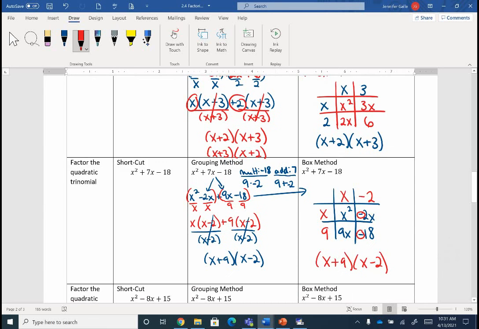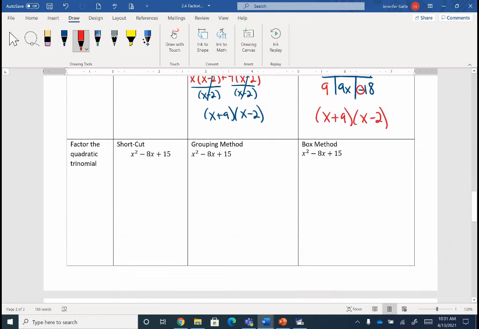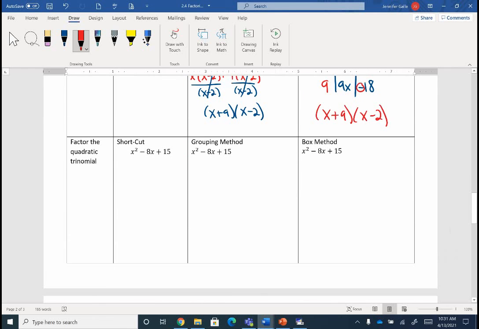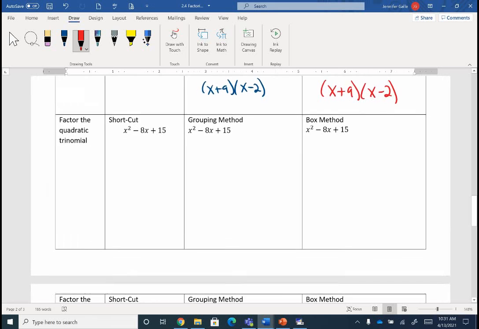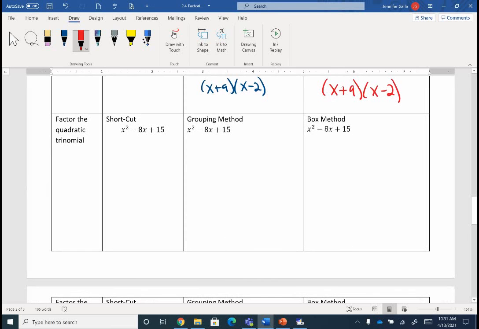All right, let's look at the final one on the front side, and then we do just have one more left on the back. All right, so on the front side, if you had already kind of tried this out, we're looking to multiply to get 15, and we add to get -8.